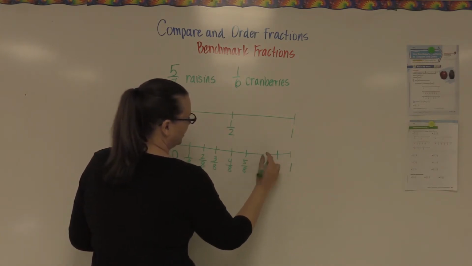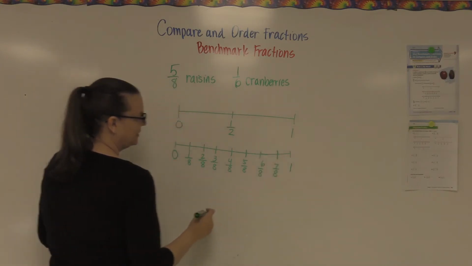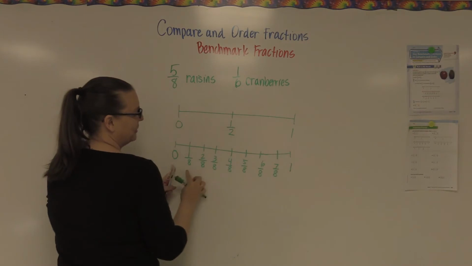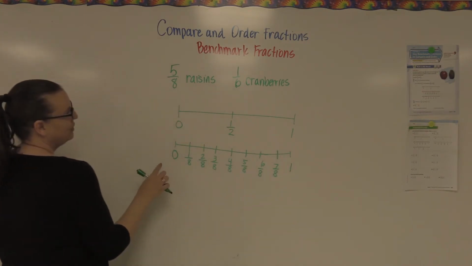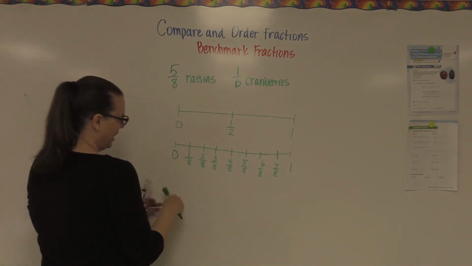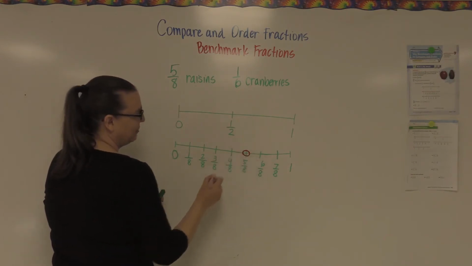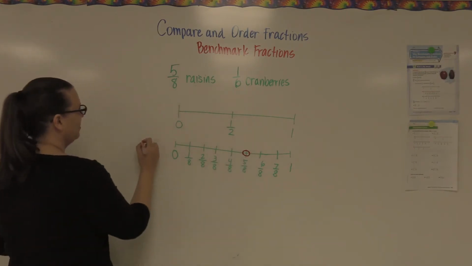I need to move that one over just a little. Okay, so all I did was take this same length of number line and split it up into 8s. If I had to show 5/8, I would come right over here to where 5/8 is on the number line, and I'm going to put a big dot there. So this is going to be the raisins.